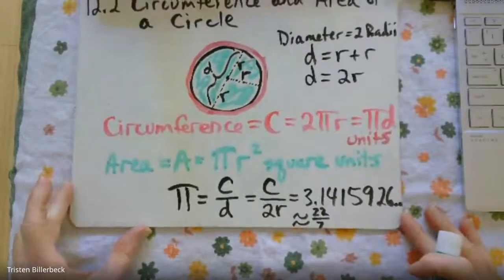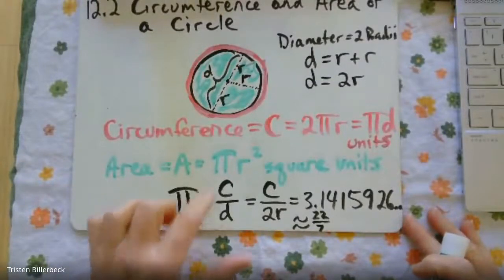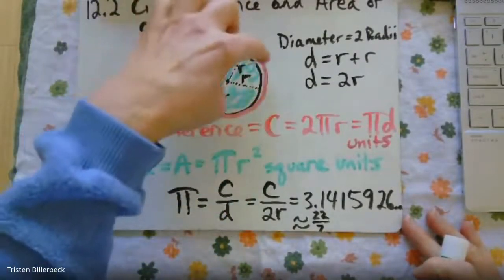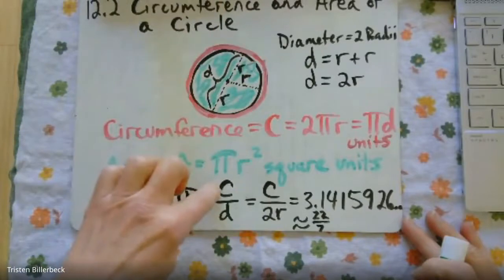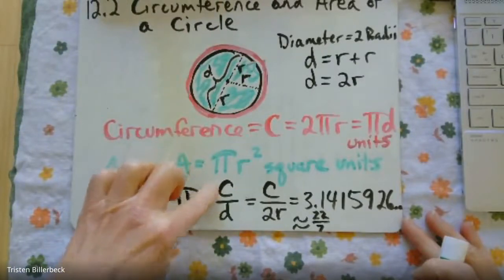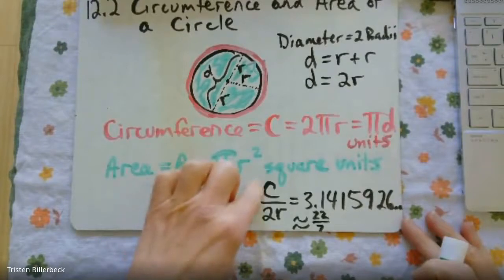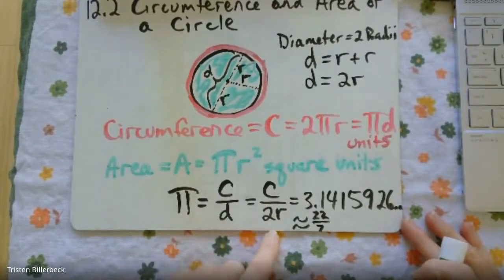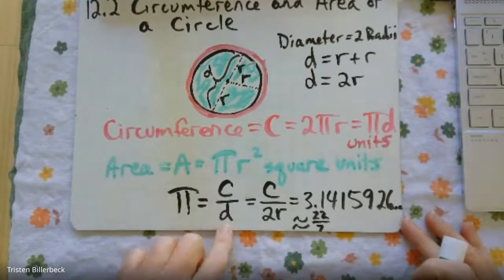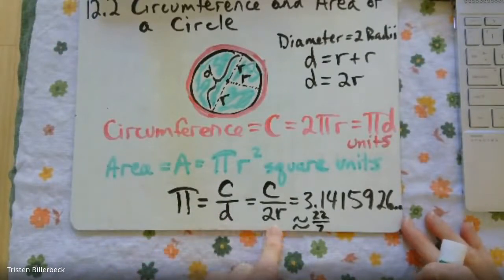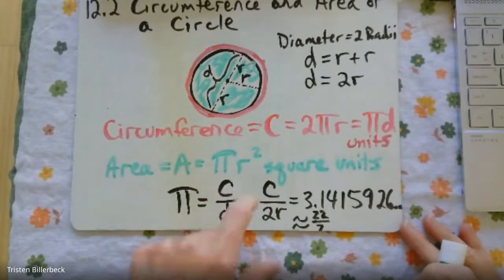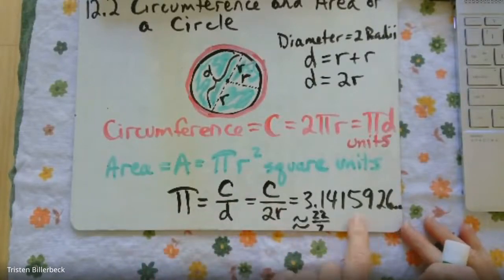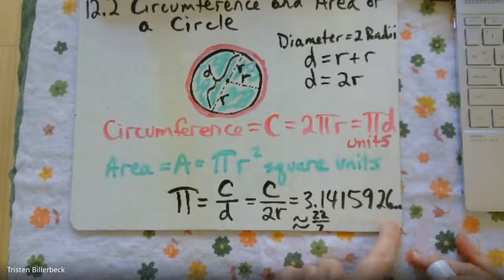Interestingly enough, pi came about when people started measuring all around circular objects, and then they'd measure across the circular object, and they kept dividing the circumference by the diameter, or the circumference by 2 radii. Actually, they just did circumference divided by the diameter, but we know that the diameter is equal to 2 radii. So this divided by this equals this divided by this, and strangely enough, it's 3.1415926.